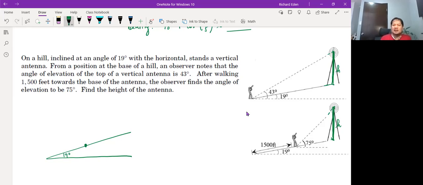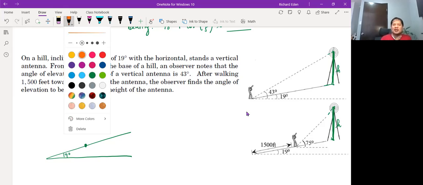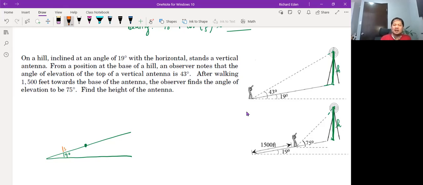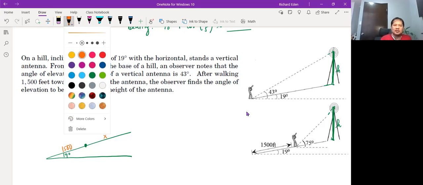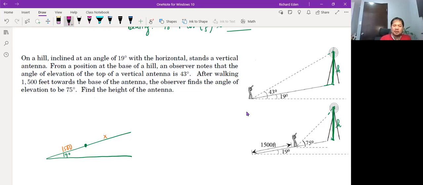Would that be better, so that we don't subtract? I think it's easier to add. So yeah, this is x. Okay. And then we have 43 degrees. So, okay, 43 degrees. Trying to think of a different drawing or different color. So this is it.